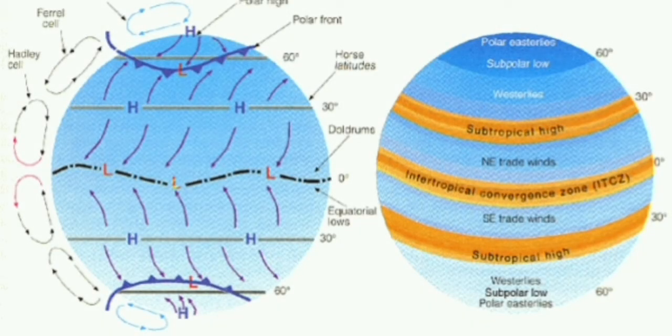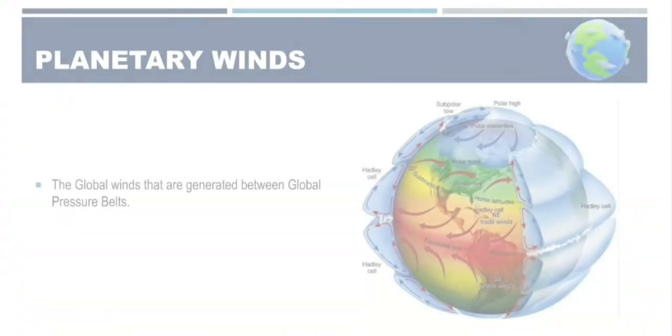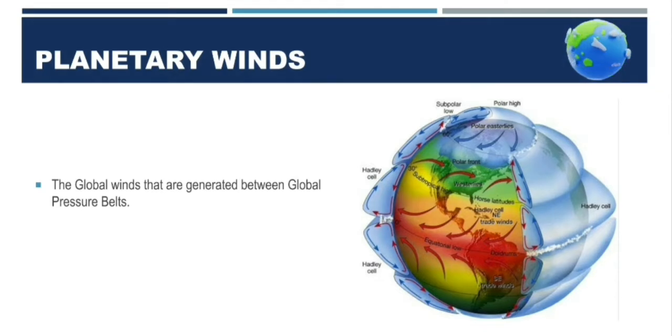Thus, there are seven global pressure belts around the Earth's surface. We have studied it, and now we can go into the next topic, that is the planetary winds. Now, let us look at what planetary winds are. We have studied the global pressure variations in terms of pressure belts.